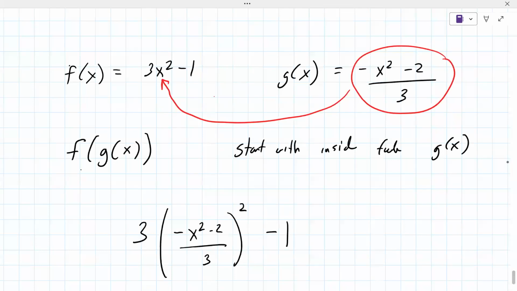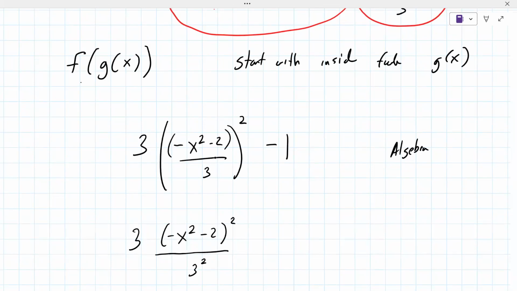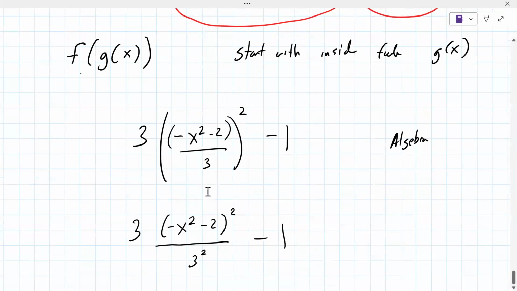From here, it's an algebra exercise, meaning you're just using things you've already learned to simplify this. So first thing is to recognize that the top is really in parentheses. So it's really 3 times minus x squared minus 2 squared over 3 squared, like that. This square applies to the top and the bottom. Is that okay? Yes. All right.